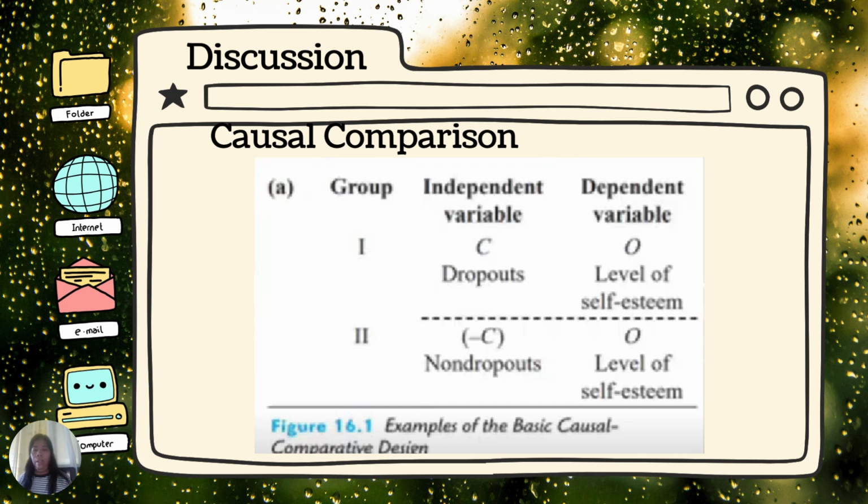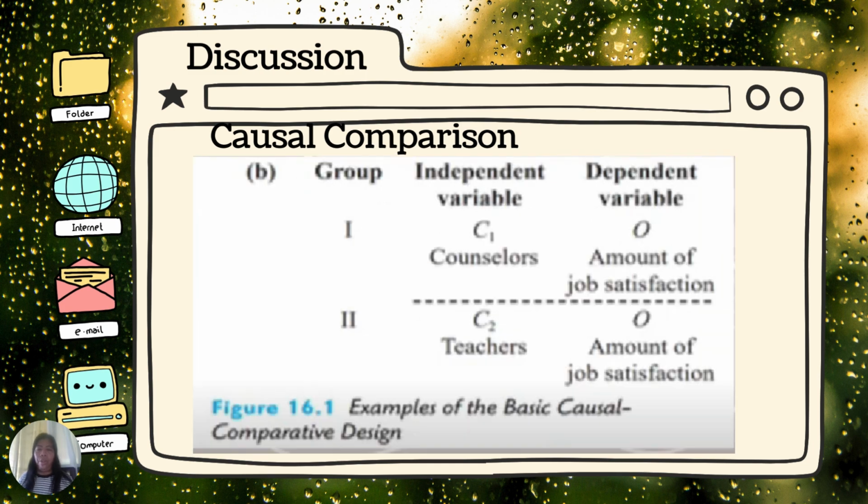Okay, and they are being compared with their effects of level of self-esteem for the two subjects. Another one, we have teachers and counselors. Okay, these are the independent variables, and the categorical variable indicated is the amount of job satisfaction performed by the two subjects, counselors and teachers. So remember that the findings of this study are supposed to happen after the action has already occurred or already been done.